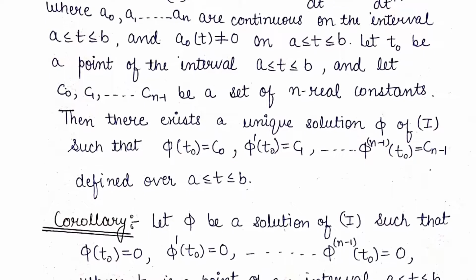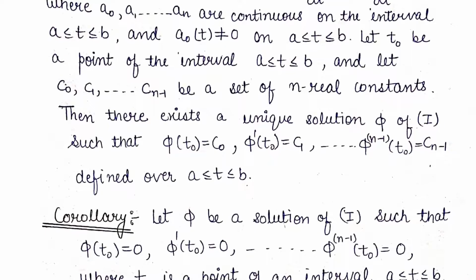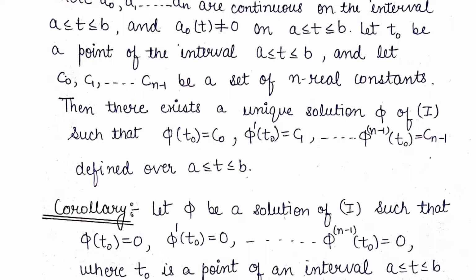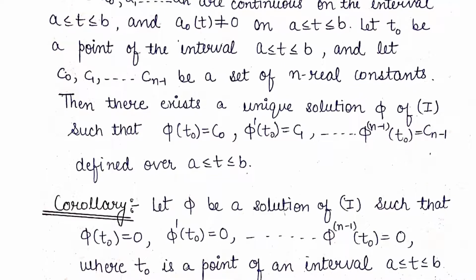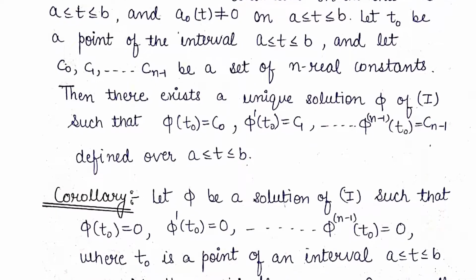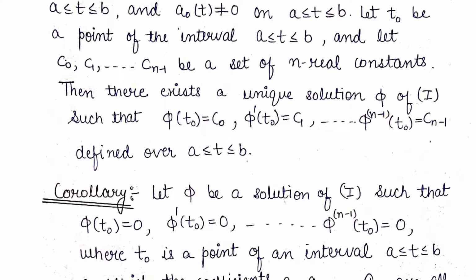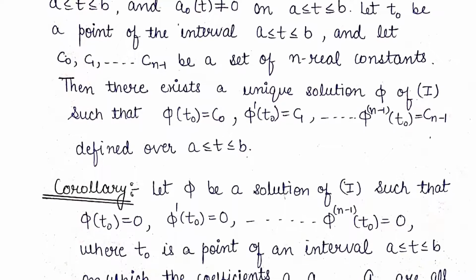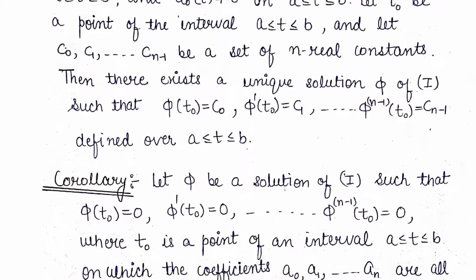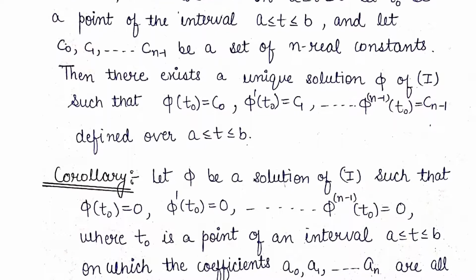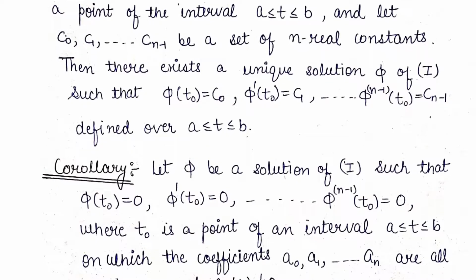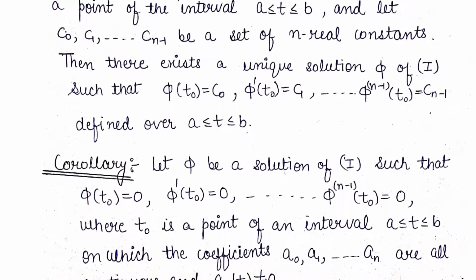And the corollary says that if phi is any solution of equation 1 such that phi(t0) is equal to 0, phi'(t0) is 0, ..., the (n−1)th derivative of phi at t0 is 0, where t0 is any point in the interval on which the coefficients a0, a1, ..., an are all continuous and the leading coefficient is non-zero throughout the interval, then this solution phi must be 0.